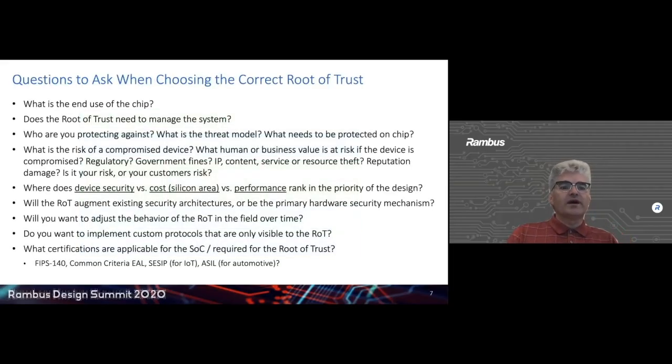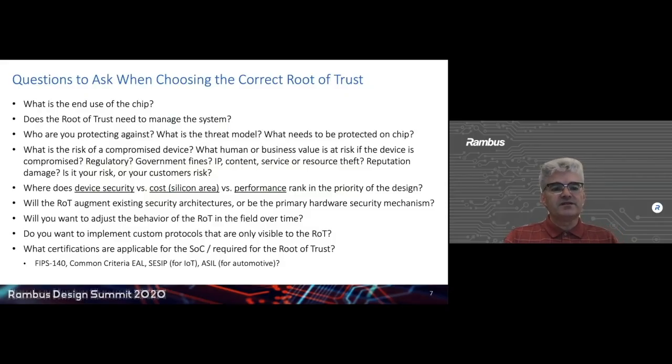So what kind of questions do you expect us to ask you, or should you ask yourself in architecting your chip, in dealing with your customer? Simple questions like, what's the end use of the chip? Where does it end? Does the root of trust need to manage your system? Who are you actually protecting against? What is the threat model? What are you protecting? Those are very important questions which can lead to a proper selection of root of trust.